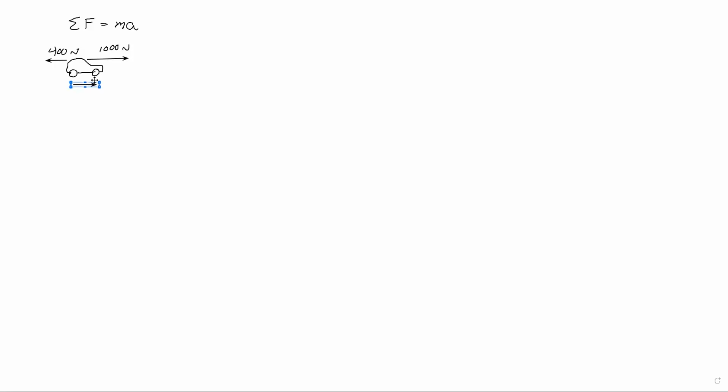Acceleration always occurs in the direction of the net force. So we go ahead and draw a force diagram. We can show a force of 1,000 newtons to the right and a force of 400 newtons to the left. This is 1,000, and this right here is 400. So this is a force diagram.